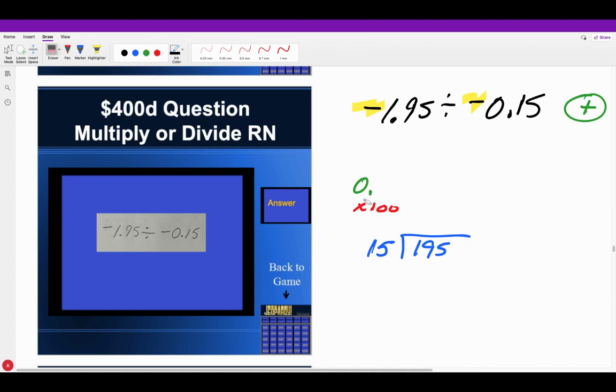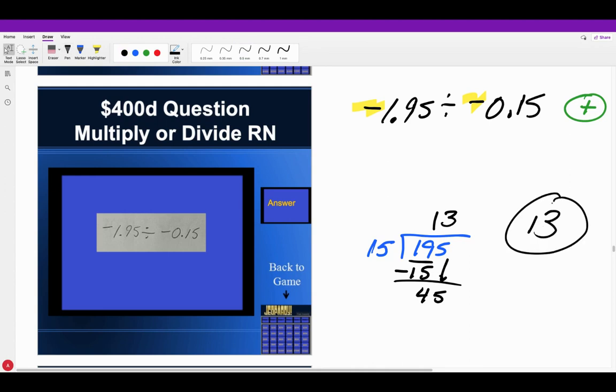I'm going to go ahead and just erase this so I have more space. Now we're just going to divide. 15 goes into 19 one time. 1 times 15 is 15. We subtract, bring down that remaining number of 5, and 15 goes into 45 3 times. So our final answer is 13.